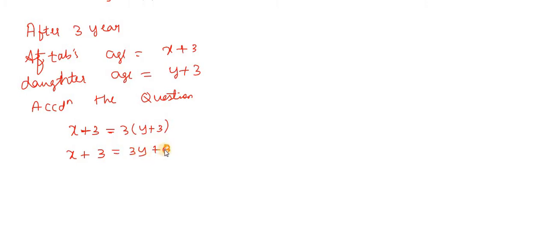Sorry, not 3, it's 9. 3 threes are 9. 3 times y is 3y, plus into plus is plus, 3 threes are 9. So then x minus 3y is equal to 9 minus 3, which is 6. Call this equation 2.